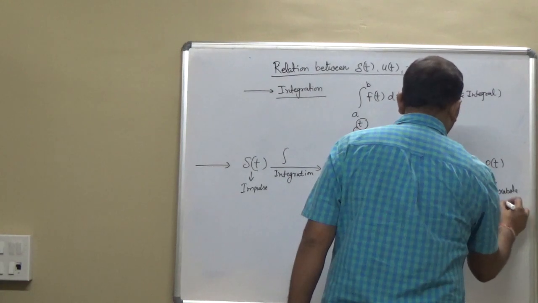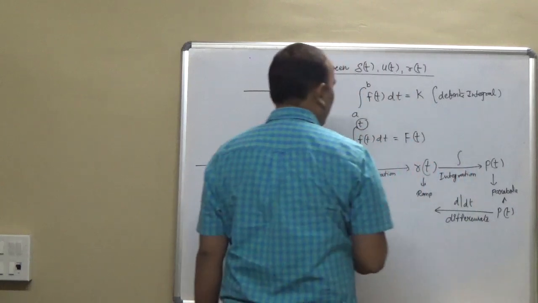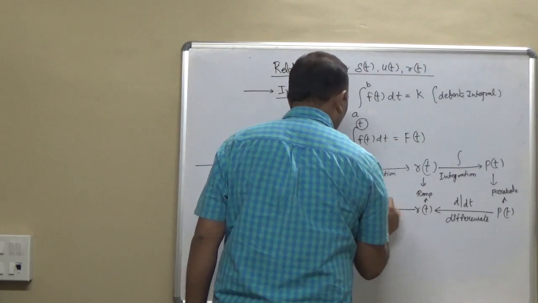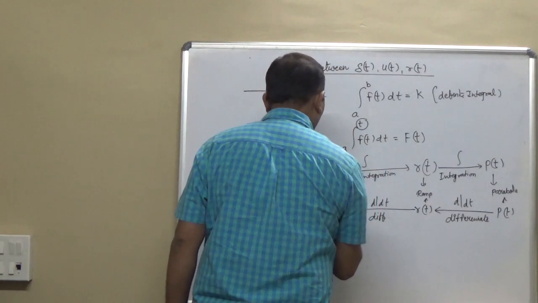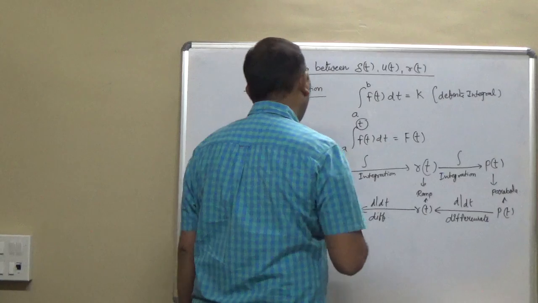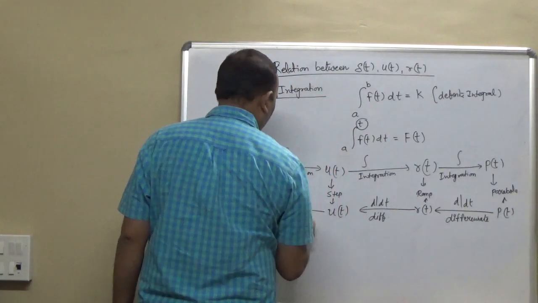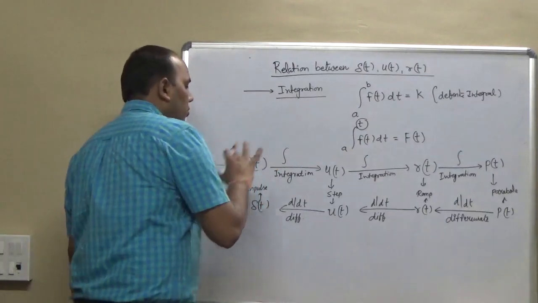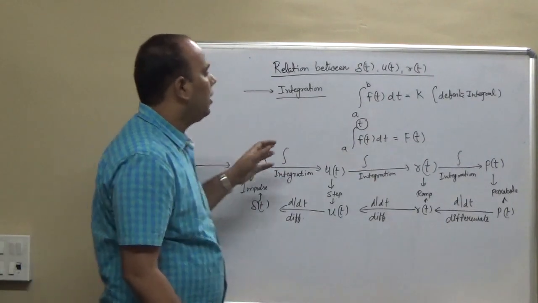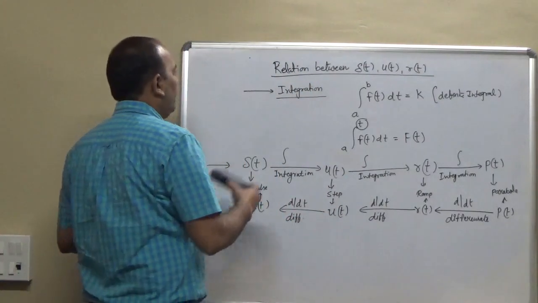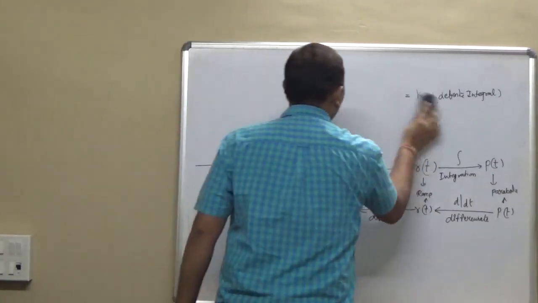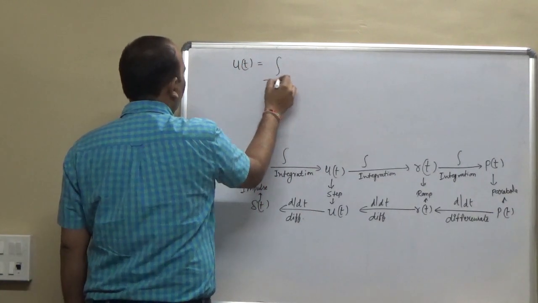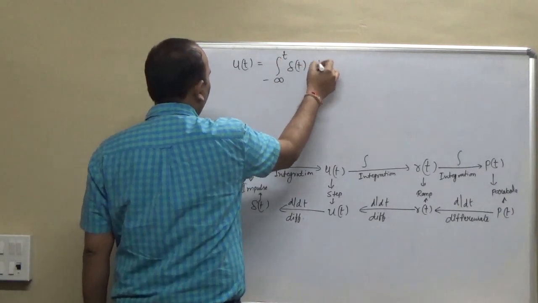Now if you make the reverse process, that is when we differentiate parabola with respect to t, then you will get ramp. When you differentiate ramp function, then you will get u t, and if you differentiate u t, then you will get del t, that is the impulse. So this is the overall relation between del t, u t and r t, or in other way you can say that u t is equals to minus infinity to t del t dt, right?